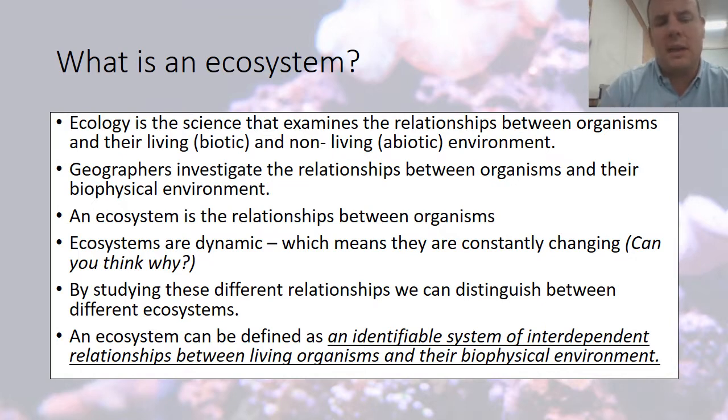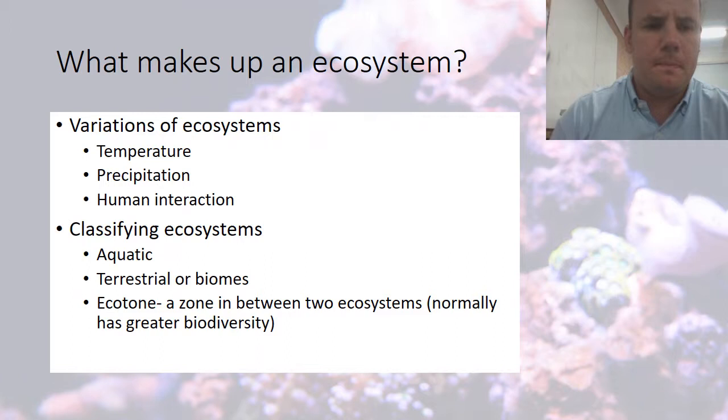Why do you think they need to be constantly changing? Well, because they're adapting to different climate conditions, they're adapting to different relationships within that ecosystem. By studying these different relationships, we can distinguish between different ecosystems. A little definition: an ecosystem can be defined as an identified system of interdependent relationships between living organisms and their biophysical environment.